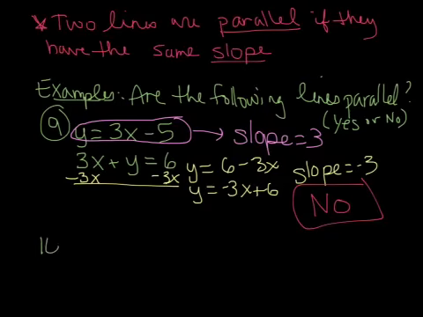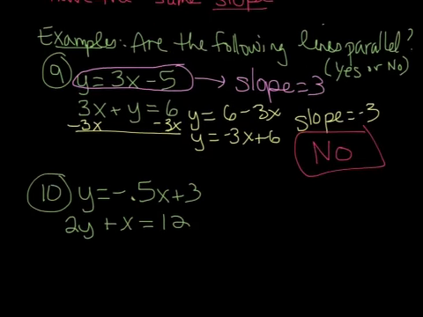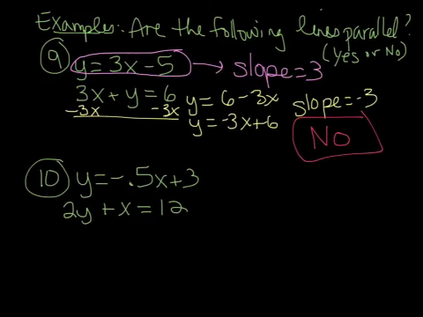I'll give you one more. You can try it on your own if you want, or you can just watch me work it out. I have y equals negative 0.5 times x plus 3. That's my first equation. My second equation is 2y plus x equals 12. So this one looks kind of unpleasant because of the fractions. So, a fraction and a decimal, by the way. Whenever I get a problem like this, I generally tend to change my decimals to fractions. I don't care if you do that, as long as you know that 0.5 is the same thing as 1/2.